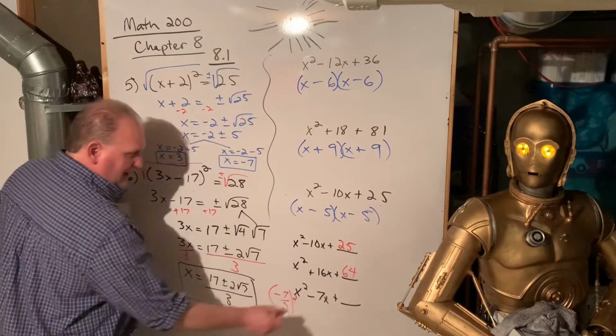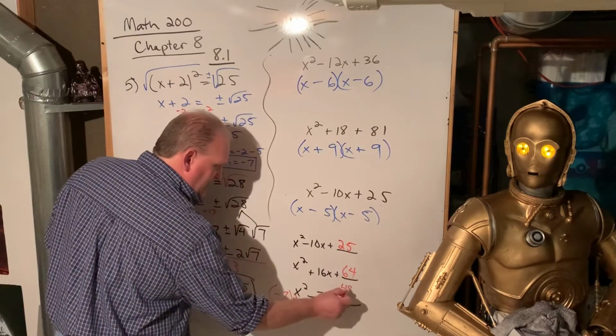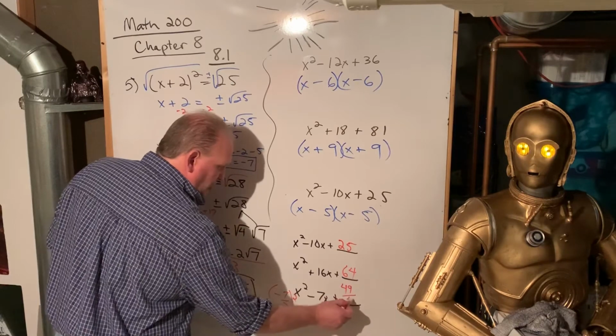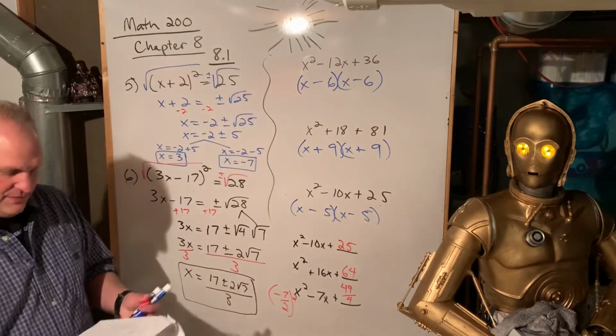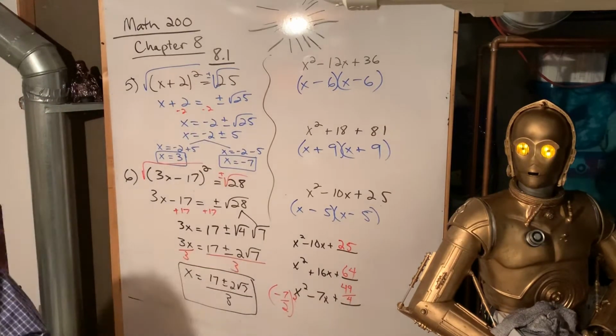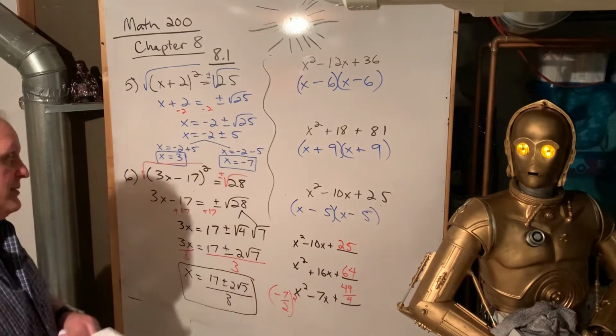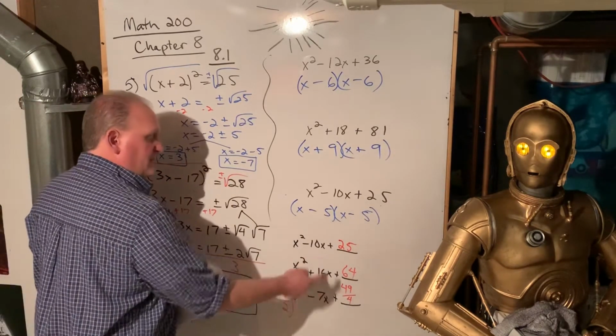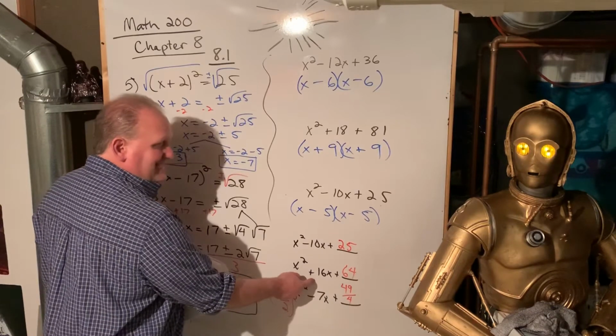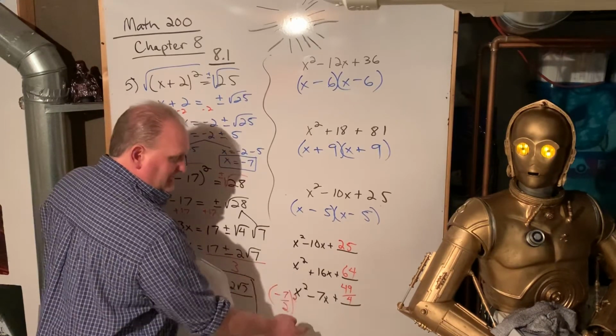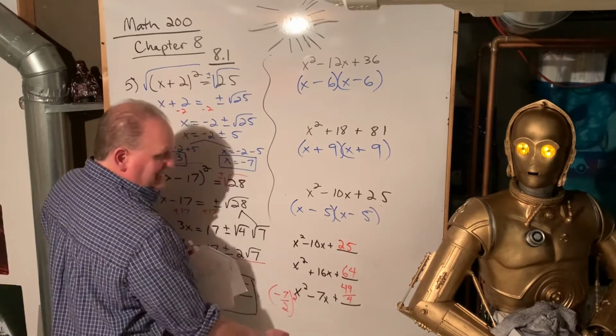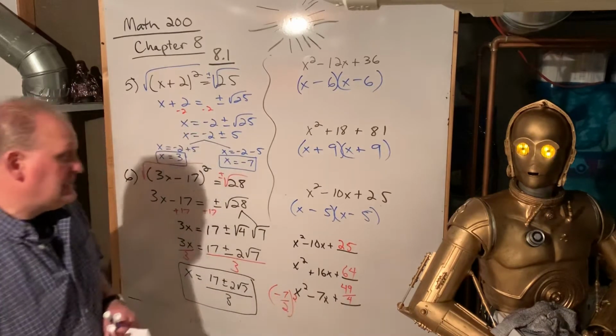So we'll just leave it a fraction, but that would be 49 fourths. So that wouldn't be a walk in the park. But all of those then would be factorable. This would be x minus 5 times x minus 5. This would be x plus 8 times x plus 8. And this would be x minus 7 halves times x minus 7 halves.